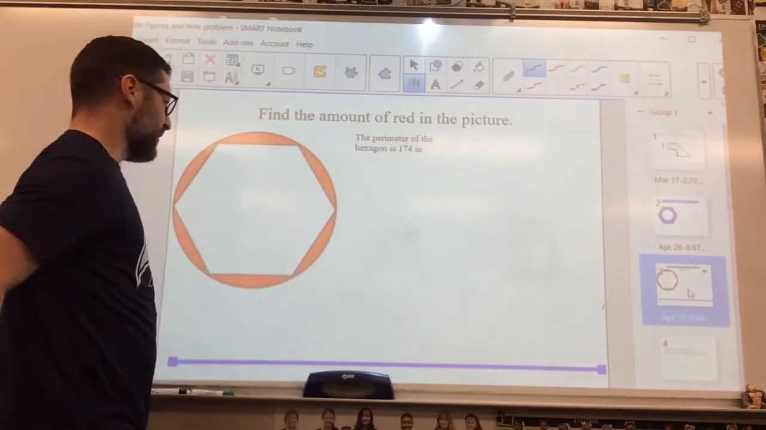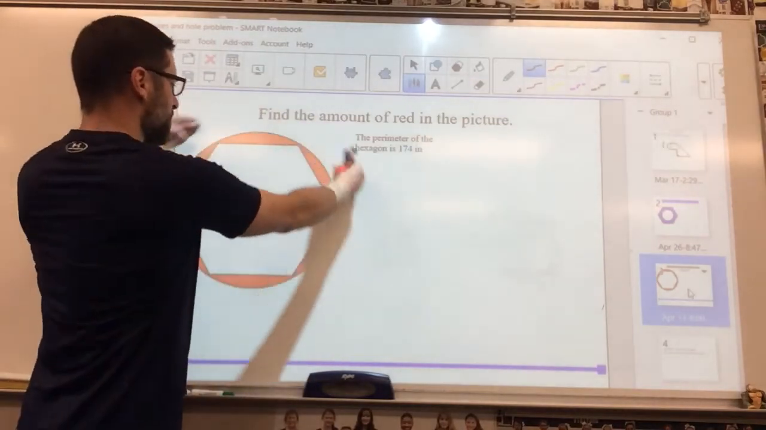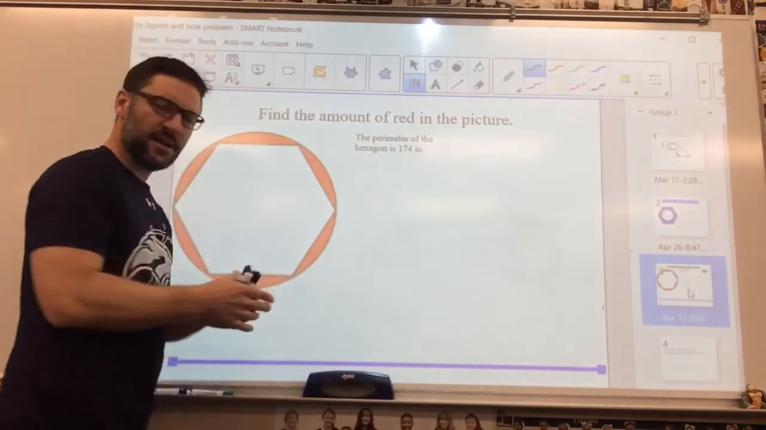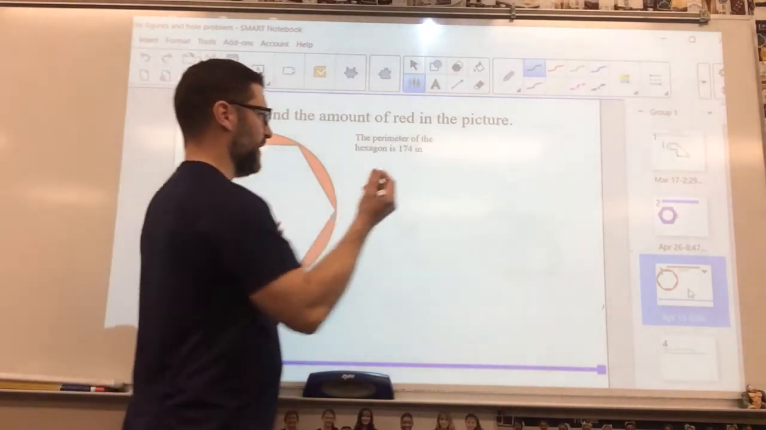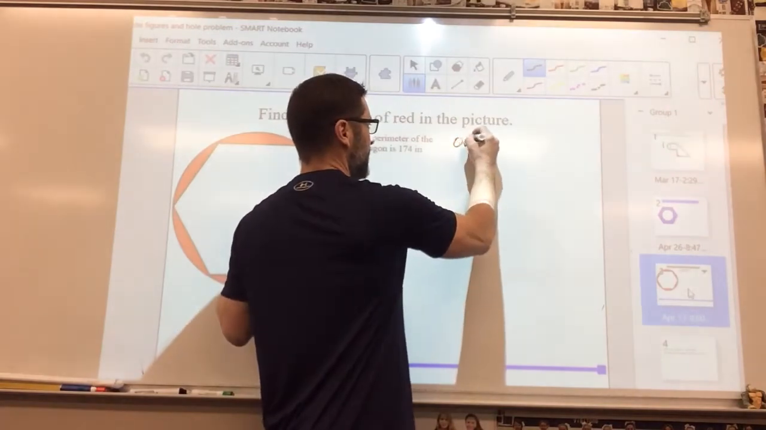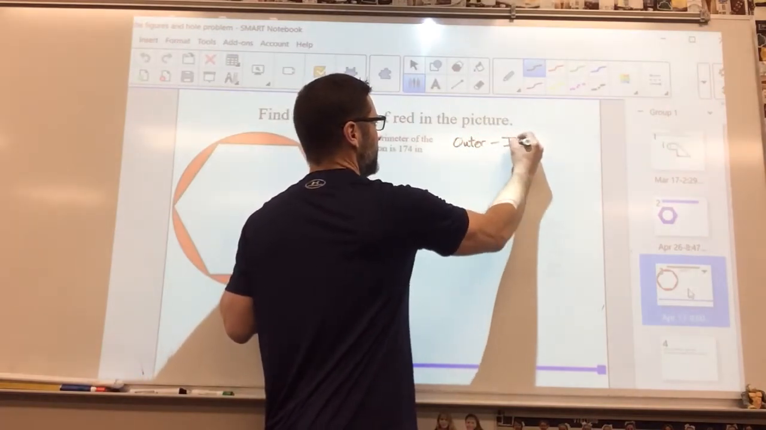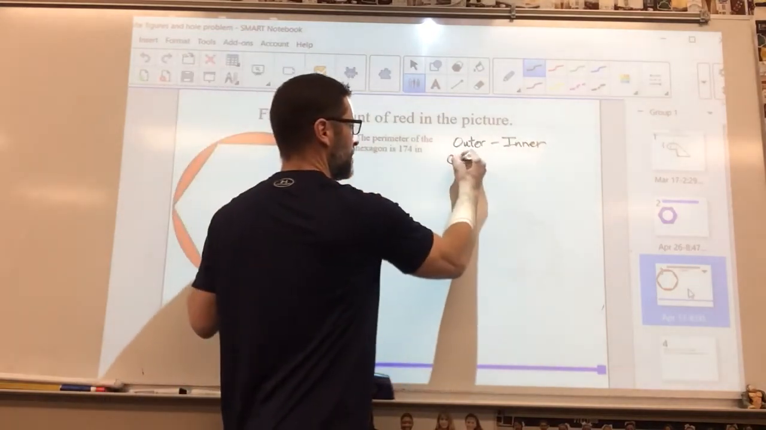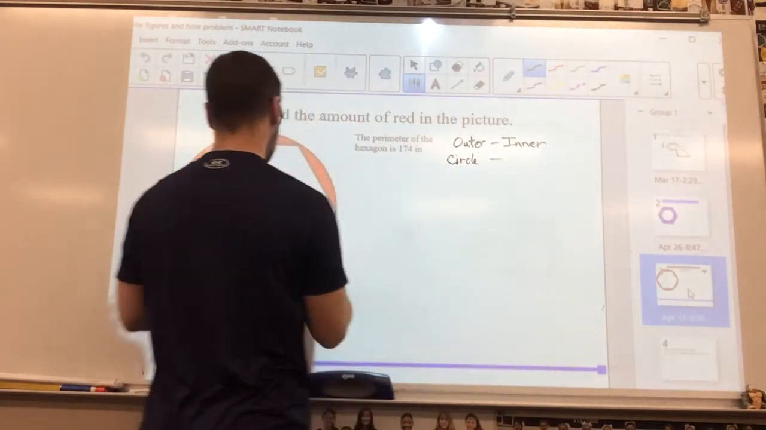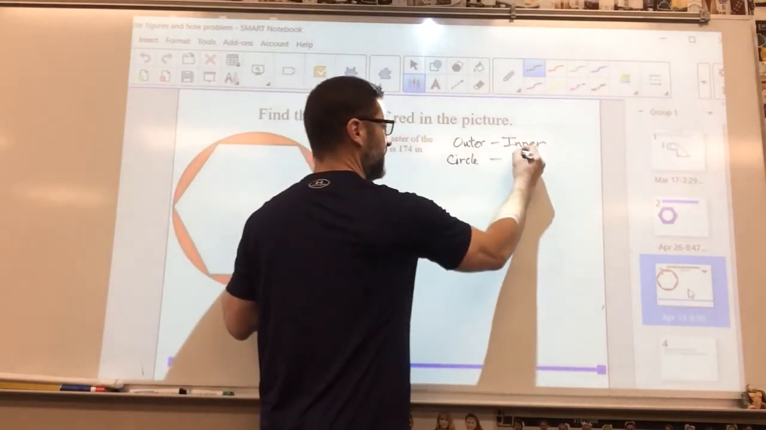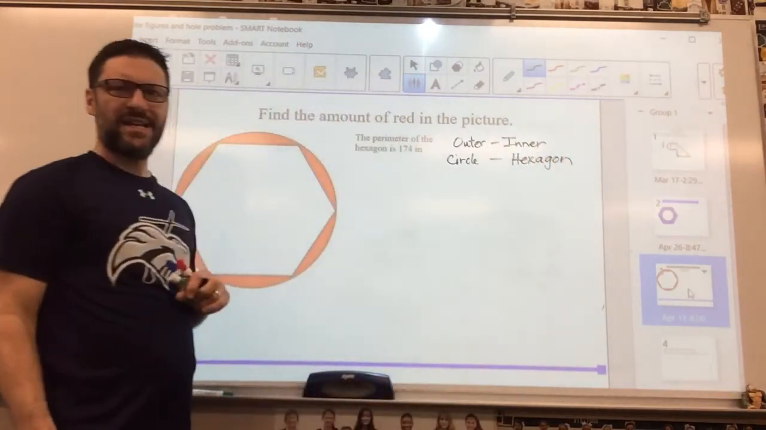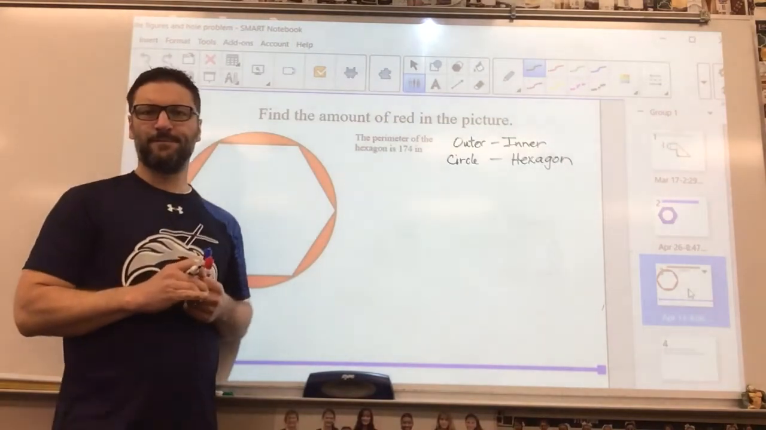So it says find the amount of red in the picture. My outer this time is a circle, and my inner is a hexagon. So if I use the formula outer minus inner, it's going to be circle minus hexagon. Circle minus hexagon is what I'm looking for.